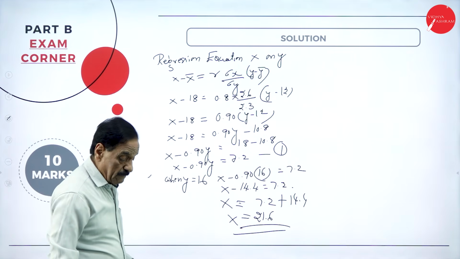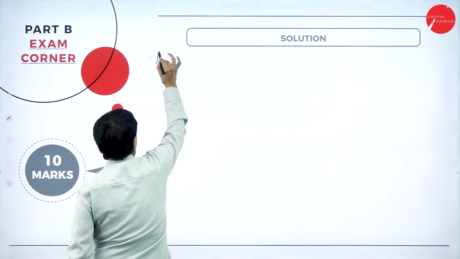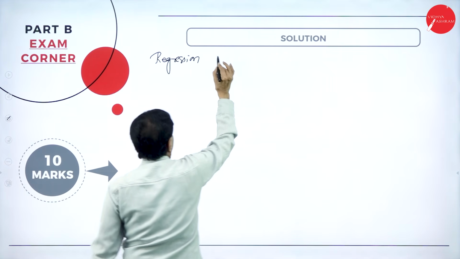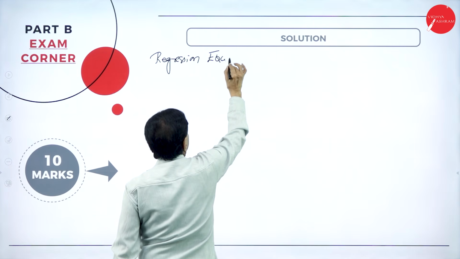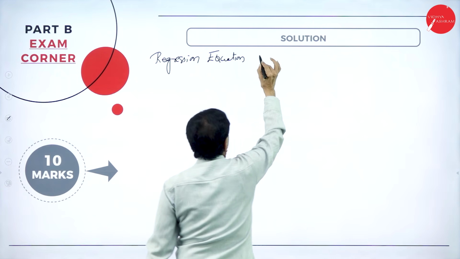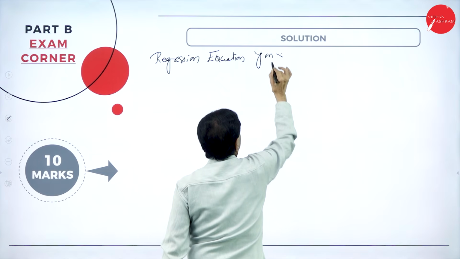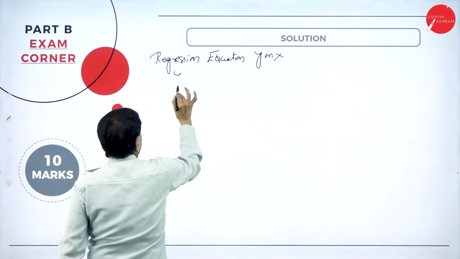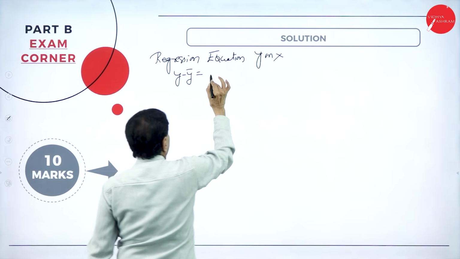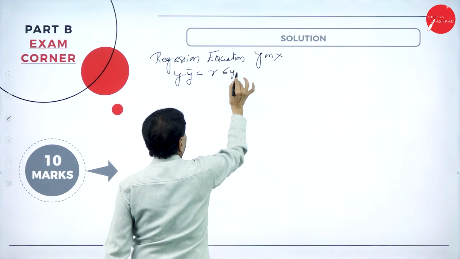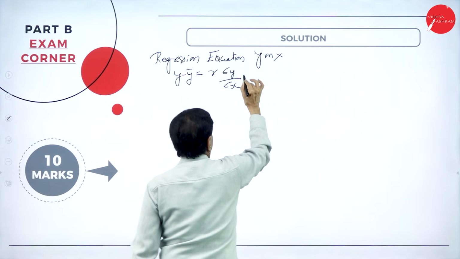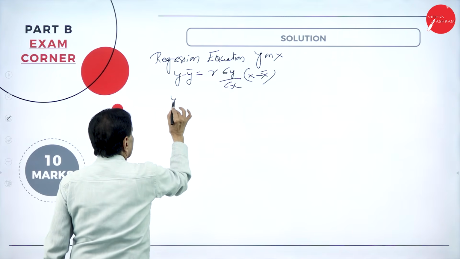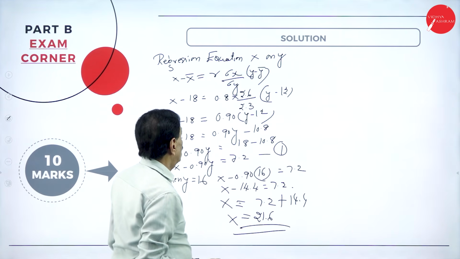This is regression equation x on y. Regression equation y on x. Previously x on y, now y on x. Formula: y minus y mean equals r into standard deviation y divided by standard deviation x into x minus x mean. Y minus, what's your y mean? 12.